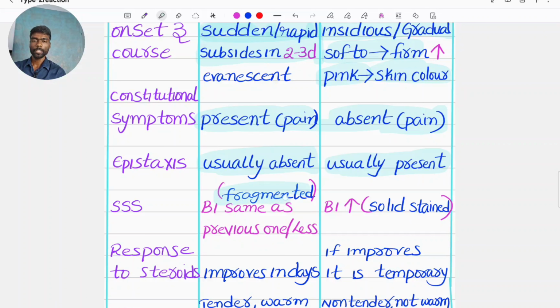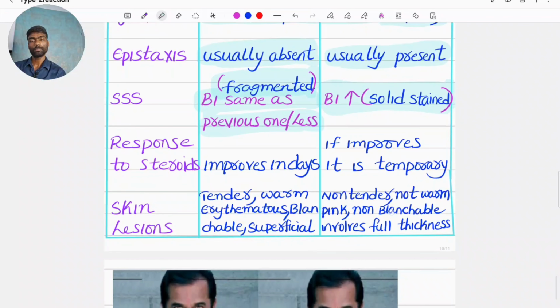In slit skin smear mainly we will appreciate fragmented dead bacilli in ENL. BI will be same or reduced compared to previous one. Here BI will be increased. Solid stained bacilli, nothing but we can appreciate live bacilli. Increase in BI of 2 or more units in multibacillary cases is the criteria for relapse. I already told in my previous video.